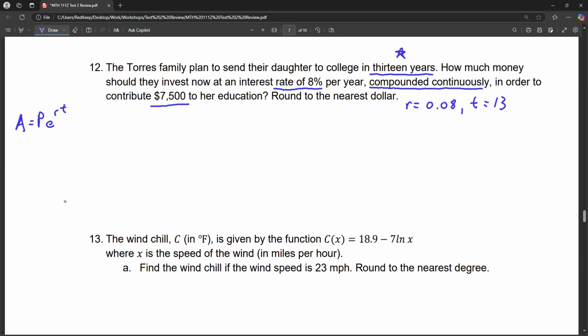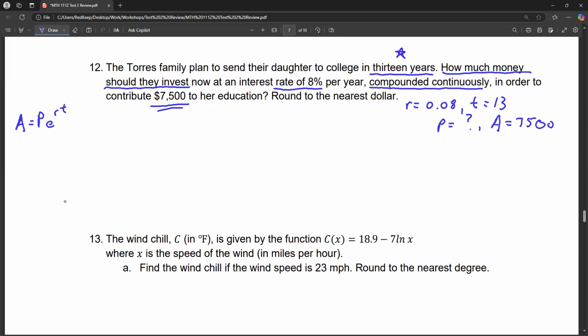So what is the P value, the principal investment? How much money should they invest? This is the thing that we don't know. The A is the thing that we do know, and that was this thing right here that they want after 13 years: $7,500. Great.